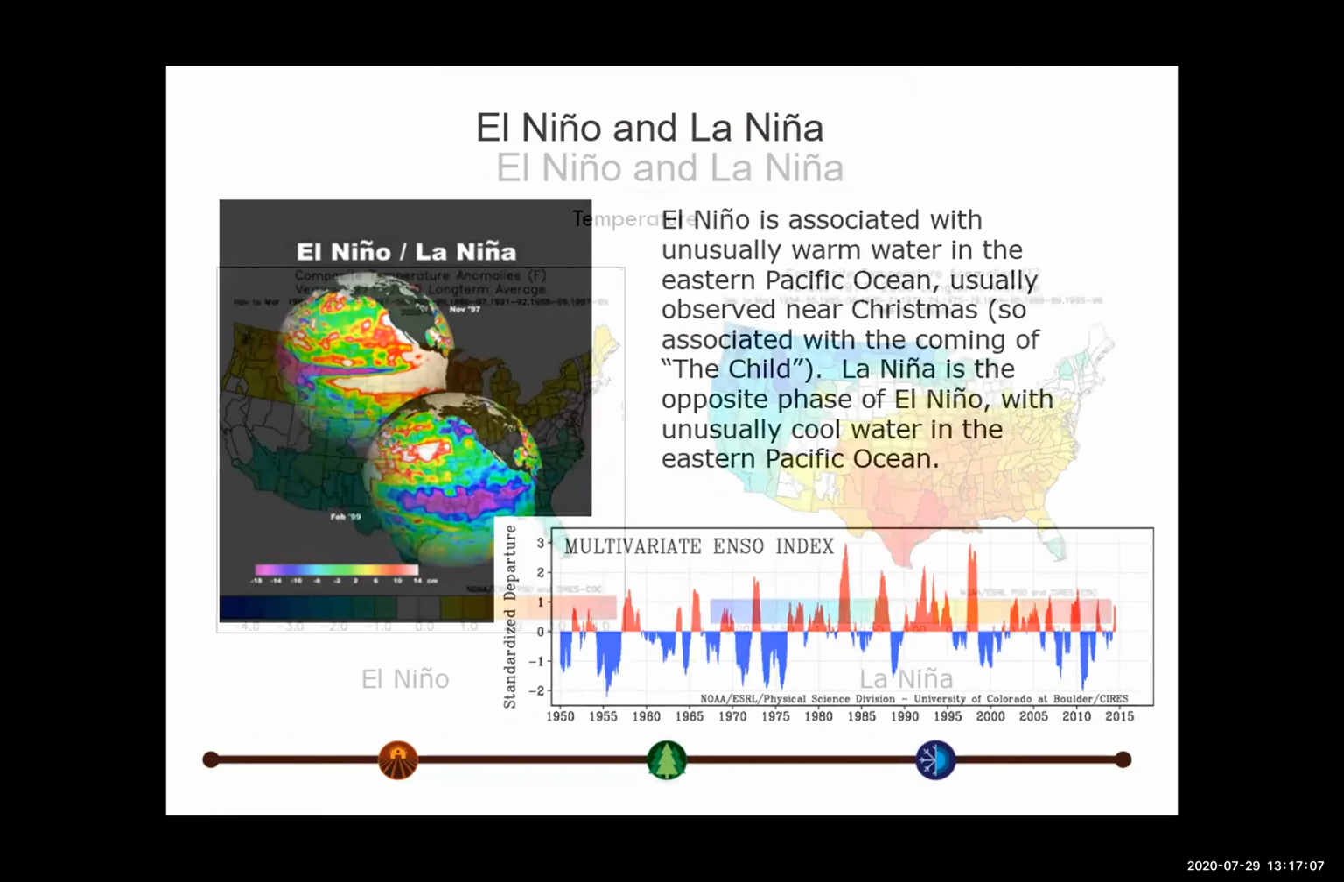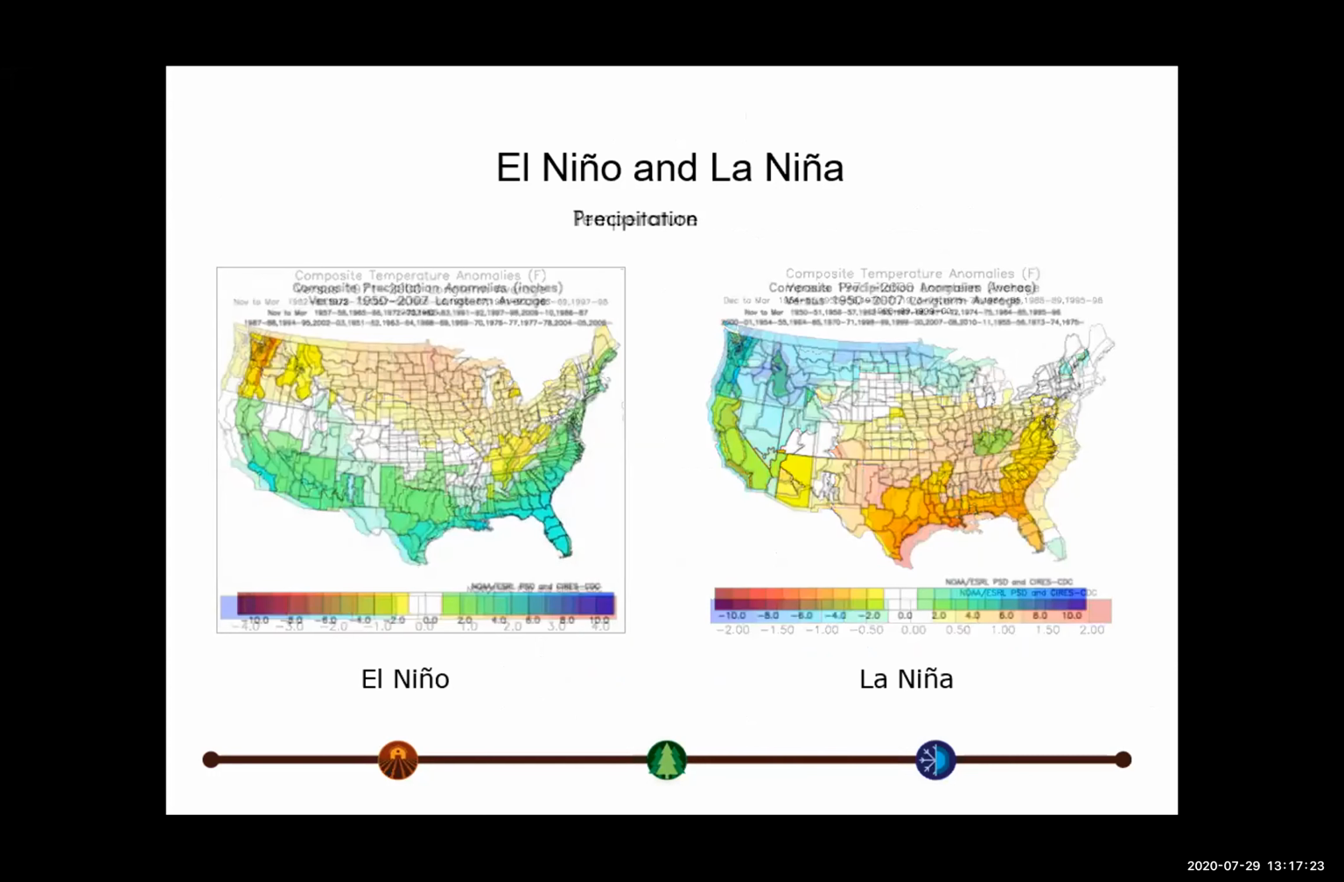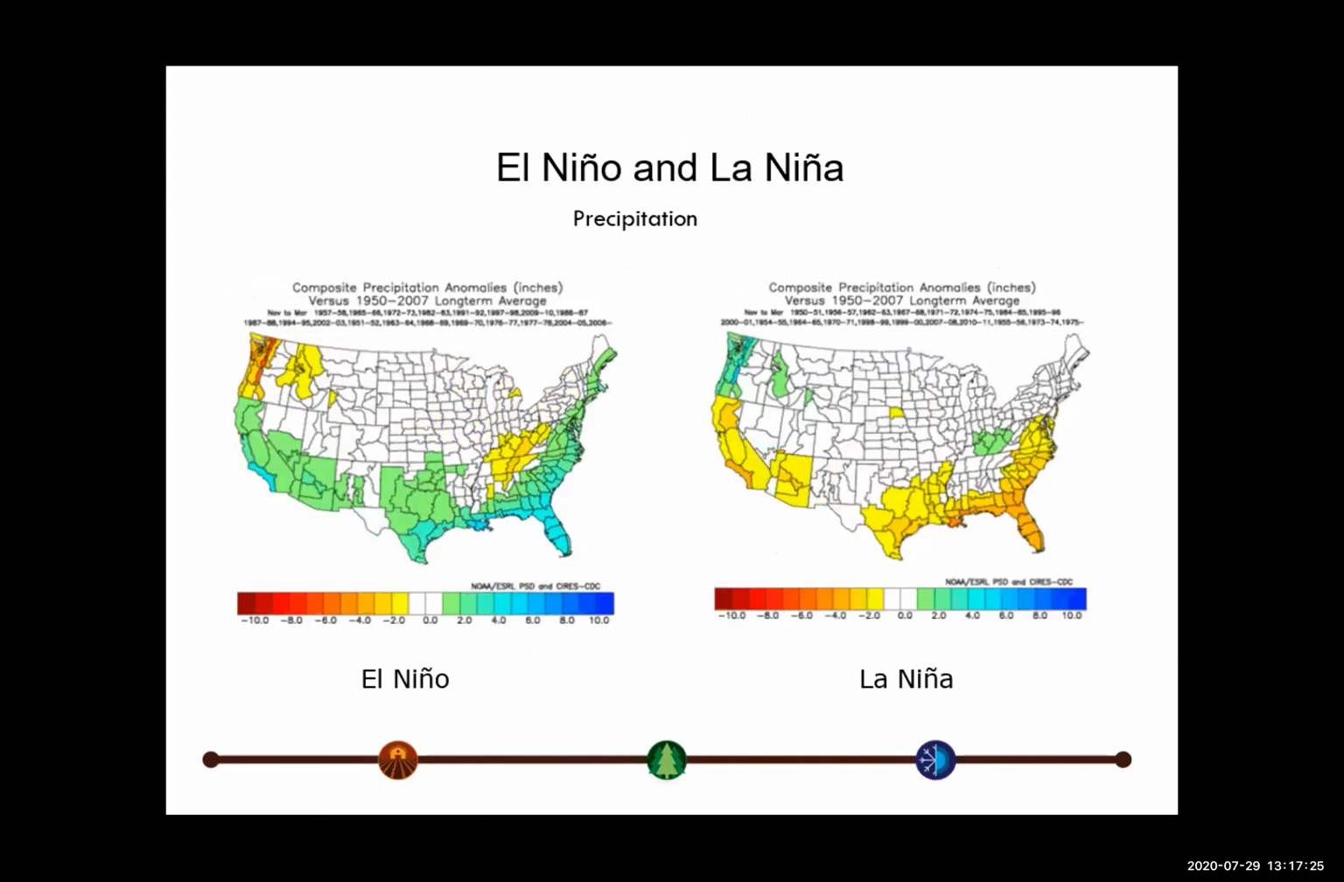And for the Southeast, what that means, if we have an El Nino event from a temperature standpoint, is we're going to have a cool winter period from November to March. And for a La Nina, it's the opposite. We're going to have a warm winter period. From a precipitation standpoint, if we have an El Nino period, we're also going to have a wet period in the Southeast, and a La Nina, a dry period in the region. So if you have El Nino, it's going to be cool and wet. If you have a La Nina, it's going to be warm and dry throughout the winter months.